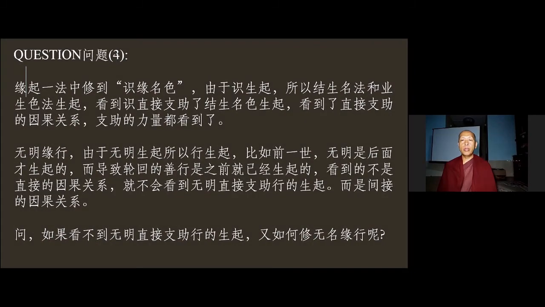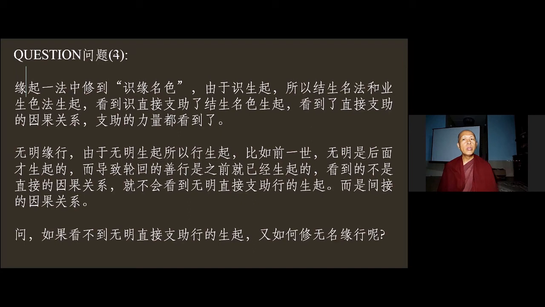Sādhu, another question regarding Paticcasamuppada. In the first method of Paticcasamuppada, there is the portion called Vijnana Paccaya Nama Rupa. Because of the arising of Vijnana, Patisandhi Nama Rupa and Kamaja Rupa arise. Through discernment, he knows that Vijnana directly supports the arising of Patisandhi Nama Rupa, and he also sees the supporting force. So this is the first part, and from there he tried to relate.